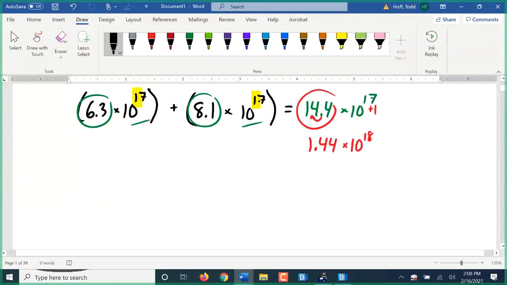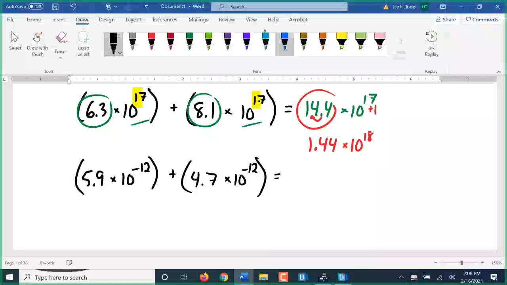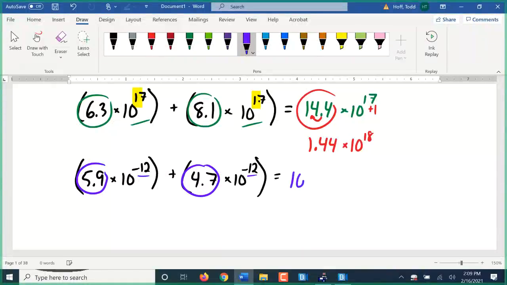We have to be very careful when we get into our negative powers. We might have 5.9 times 10 to the negative 12th plus 4.7 times 10 to the negative 12th. Well, again, we have the same power of 10. Both are 10 to the negative 12th. So we're good to go there. We combine our counts. 5.9 plus 4.7 is 10.6. And we keep the same name. So times 10 to the negative 12th.